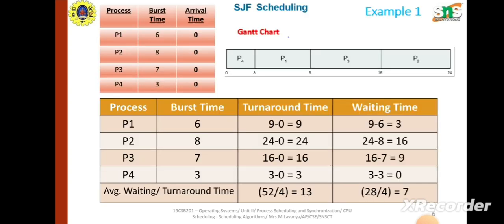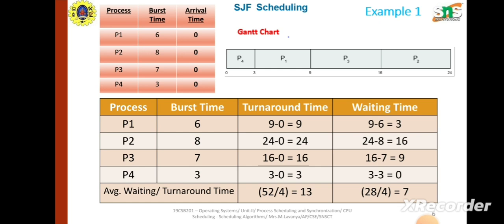Let's see an example. In this example, the inputs given are the process, its burst time, and its arrival time. There are four processes, and P1 arrives with the burst time of 6 milliseconds, and P2 arrives with the burst time of 8 milliseconds, and P3 arrives with the burst time of 7 milliseconds, and finally P4 arrives with the burst time of 3 milliseconds. And let's consider all these four processes arrive at the same time period of 0 milliseconds. Okay, the first thing we will be finding from this input is the Gantt chart.